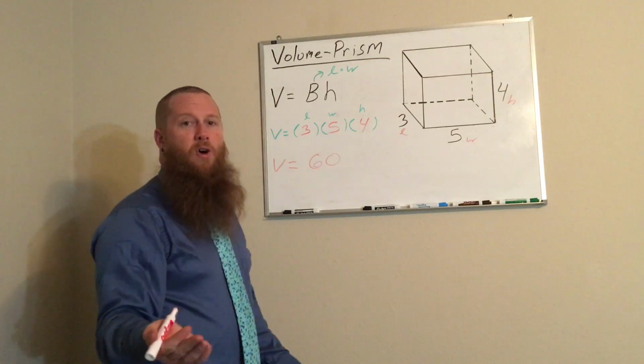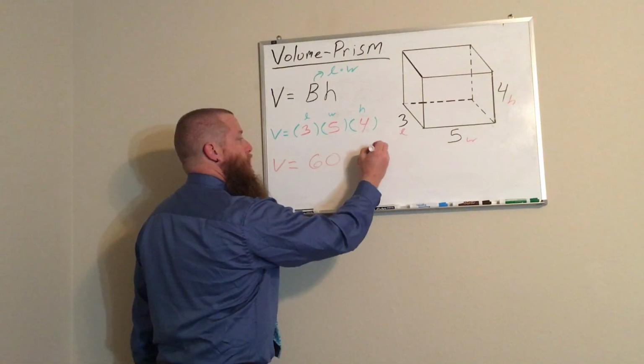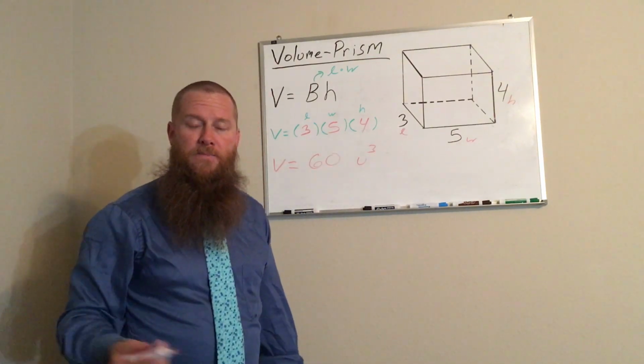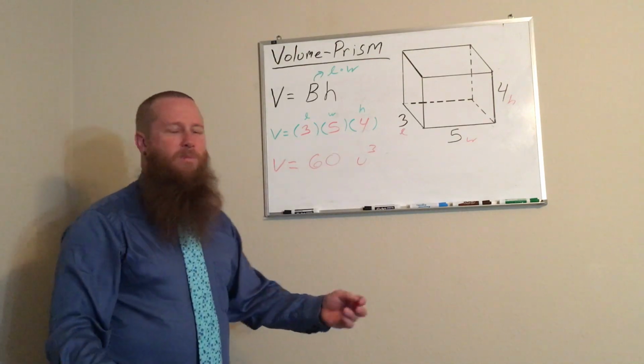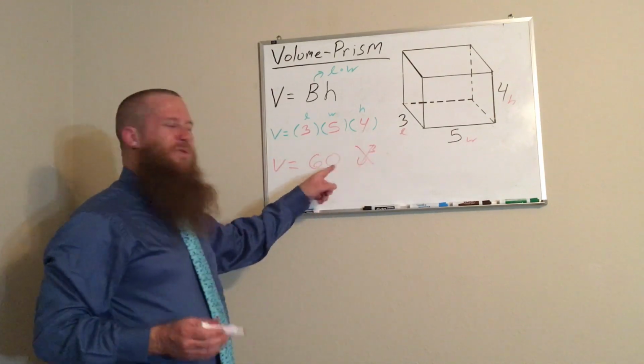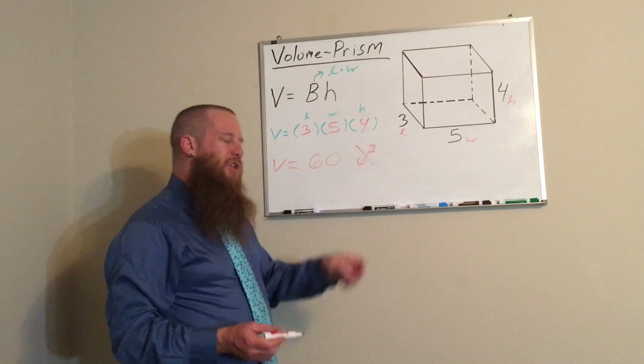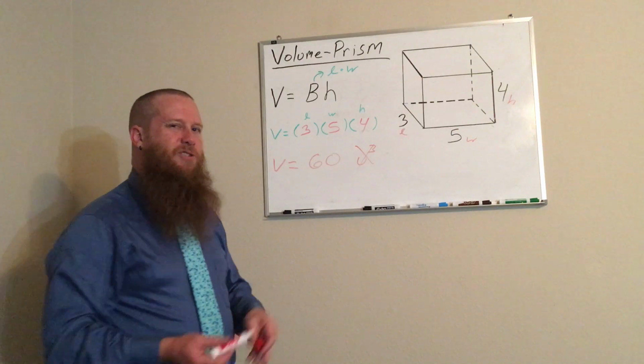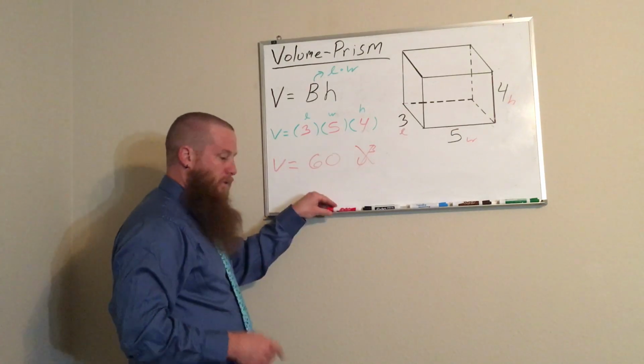Now in this case, volume is always units cubed, to the 3rd power. However, when you enter into the Google form, sometimes it doesn't let you do this type of stuff. So I just recommend that you do 60, but it should be units cubed. But you're just going to enter 60 all by itself.